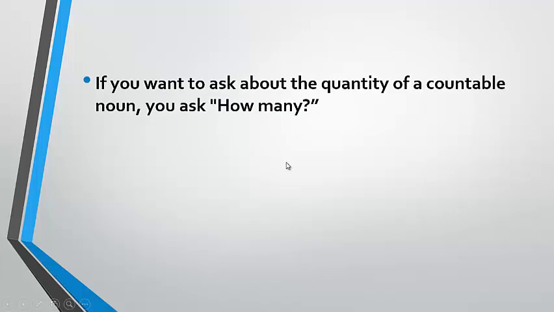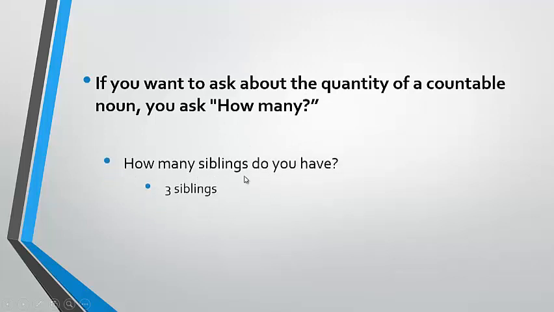If we want to ask about quantity, we can use this question. How many? How many siblings do you have? I have 3 siblings. Here, our countable noun is siblings, and it is a plural noun because we have the S. So I have 3 siblings.